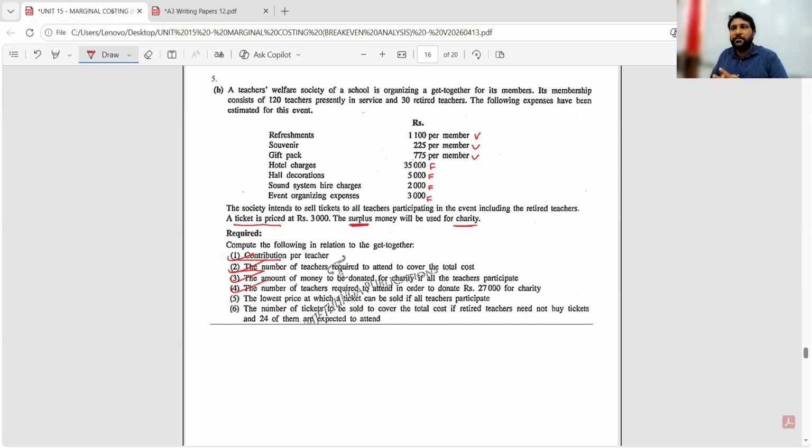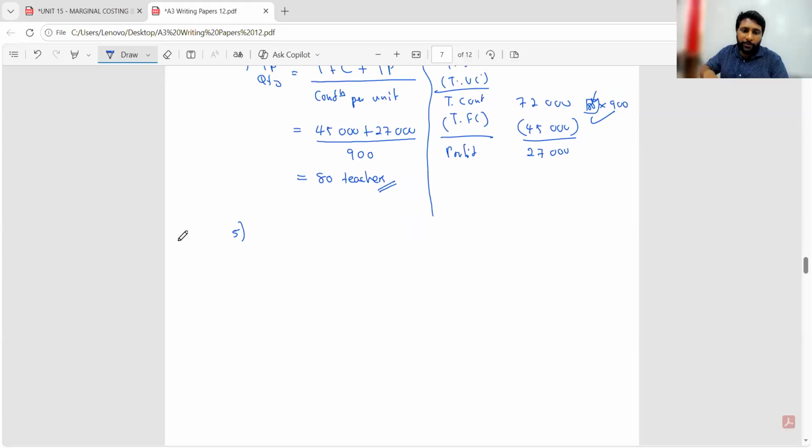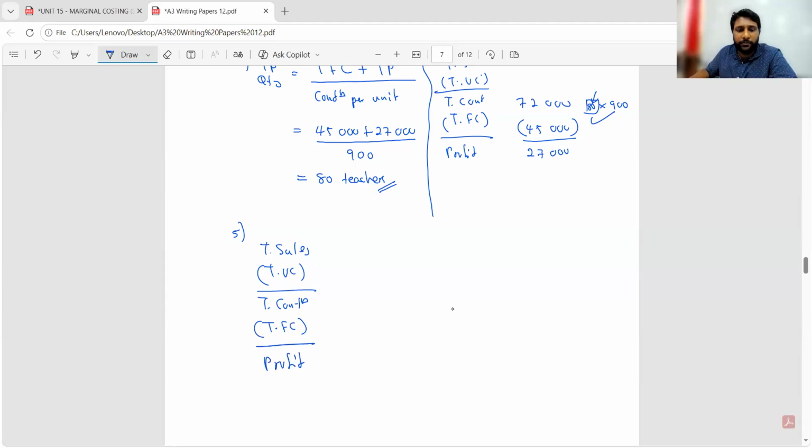Easiest way is preparation of the income statement. Prepare the income statement. Put the format. Total sales minus total variable cost is the total contribution, minus the total fixed cost is the profit. So look at these people. Format.